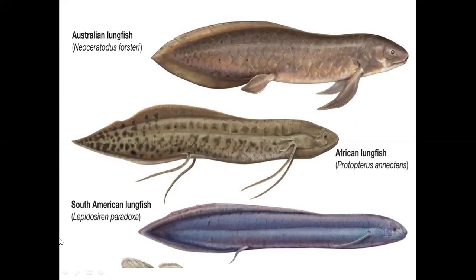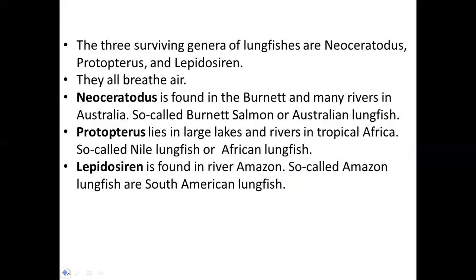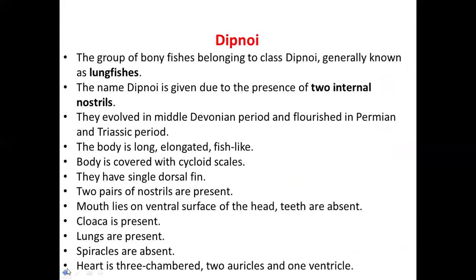This is an African lungfish, this is an Australian lungfish, and this is a South American lungfish, almost similar. A bit of differences will be there in external features, but internal features are almost similar. So they have divided it based on the location where they are found. So this is all about Dipnoi, its general characteristics and its classification. That's it. Hope you like the video.